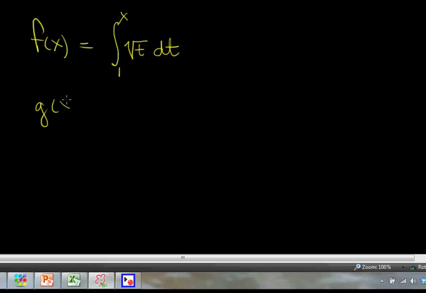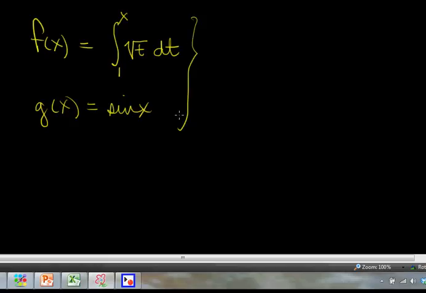Now let's do an example where the outside function f of x is one of our area functions. We could make up anything here. How about the integral from 1 to x of the square root of t dt. That fits our fundamental theorem exactly, and we know that its derivative is simply the square root of x. Let's let g of x be equal to sine x.